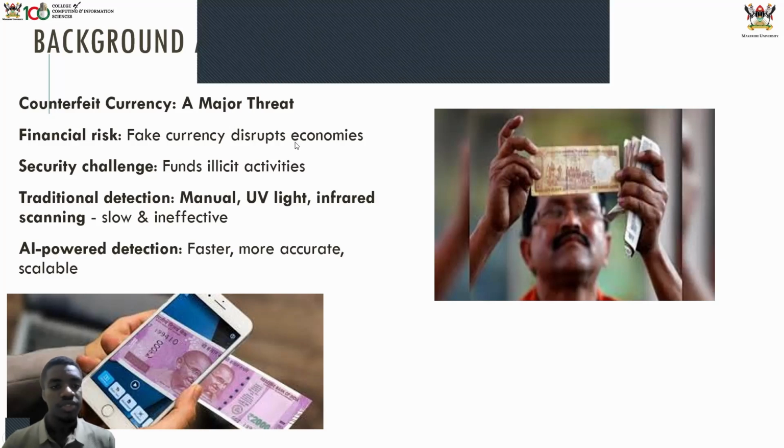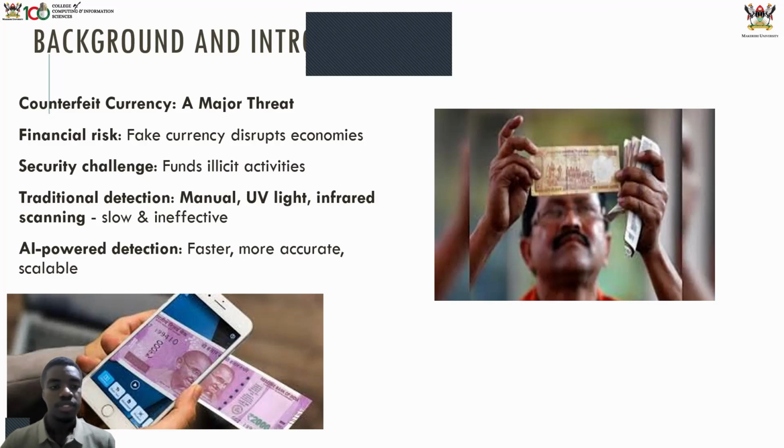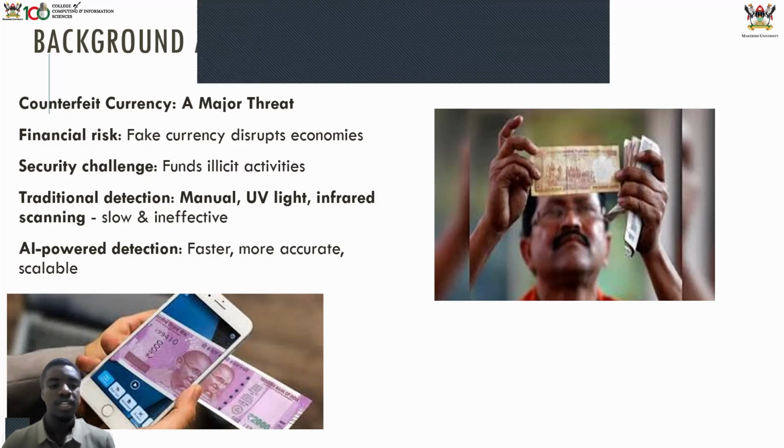We know the financial risk of fake currency disrupts economies, and the security challenges it brings, because counterfeit currency funds illicit activities. For example, rebels can use them to buy firearms. And the traditional detection methods, manual and UV light infrared scanning, are all slow and ineffective.